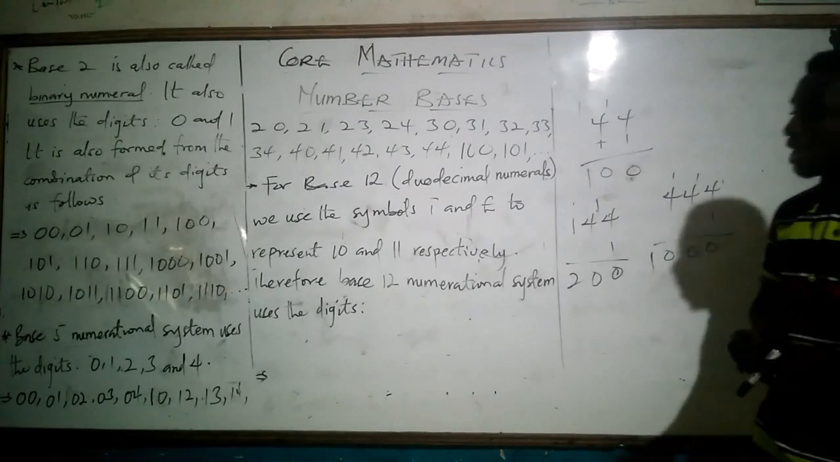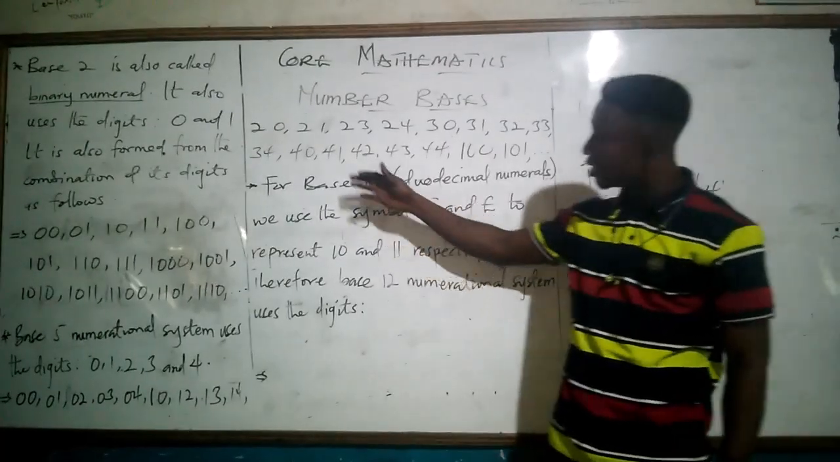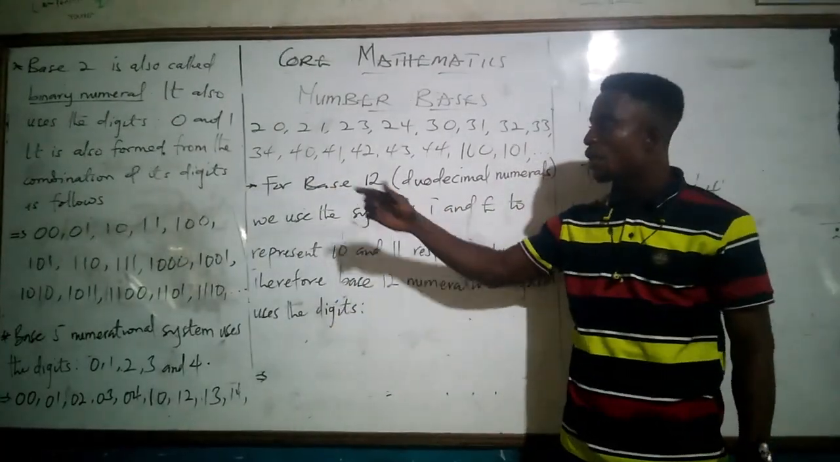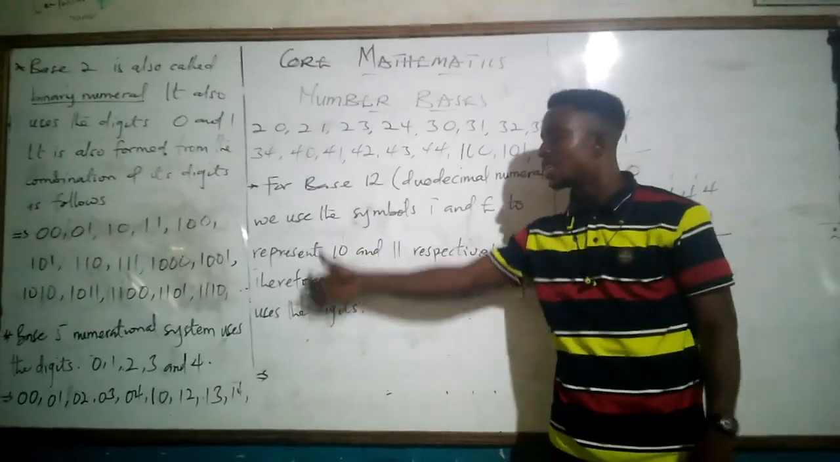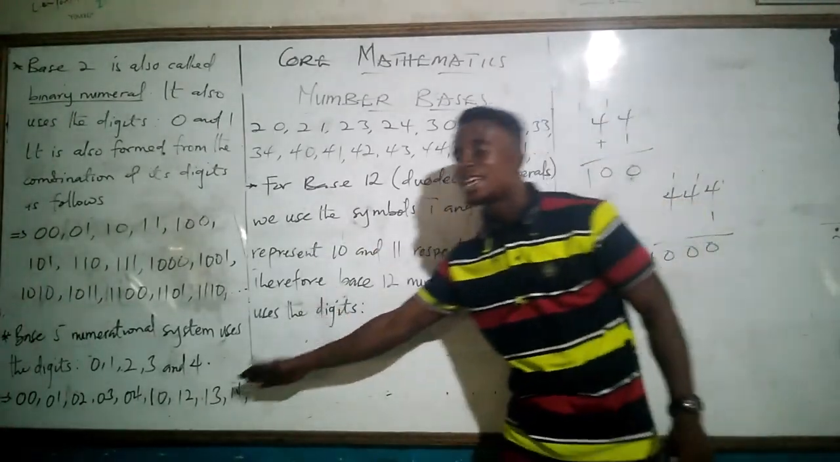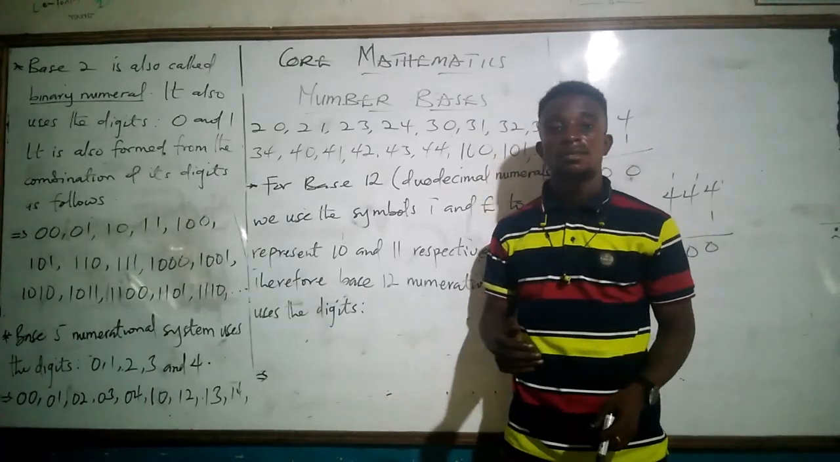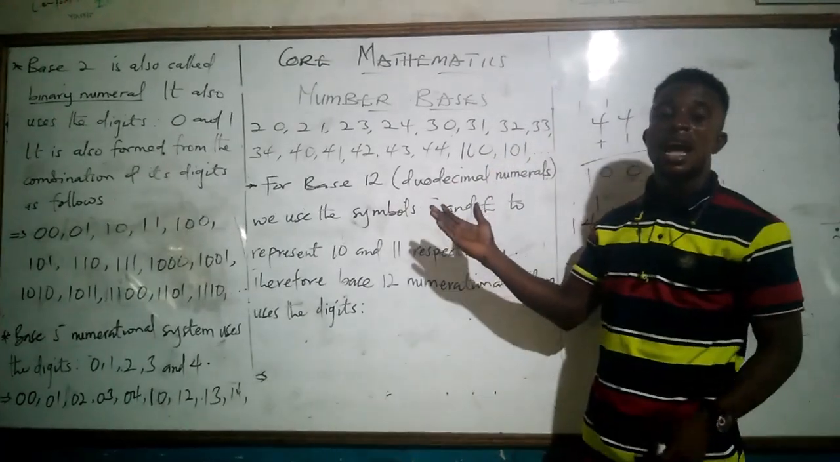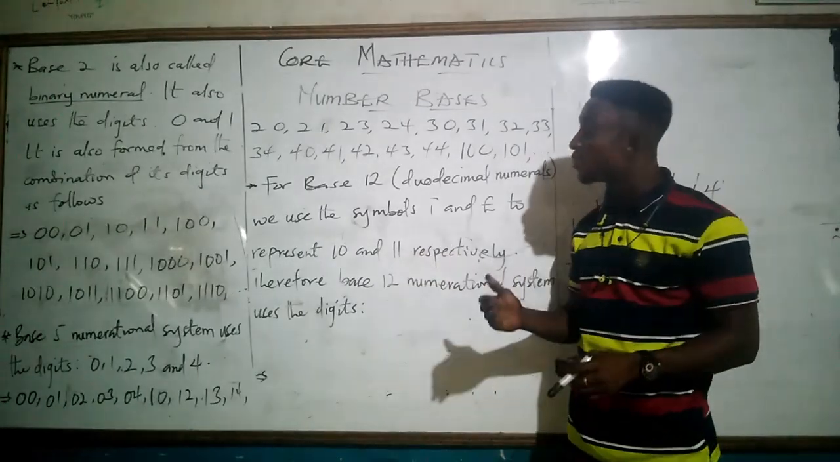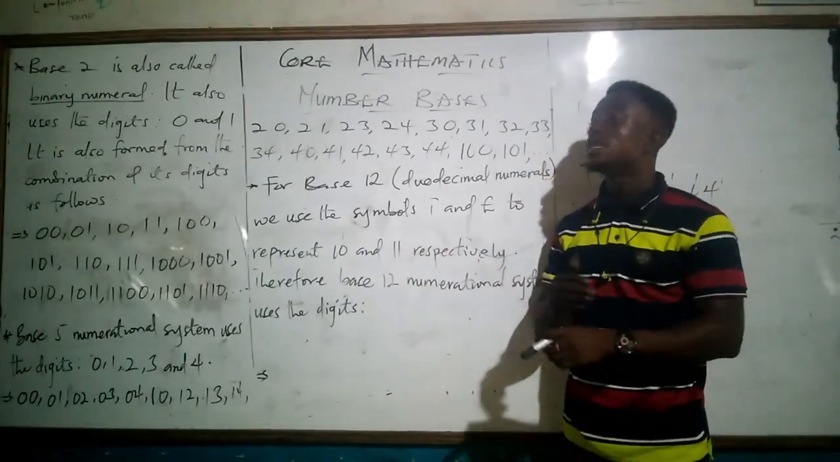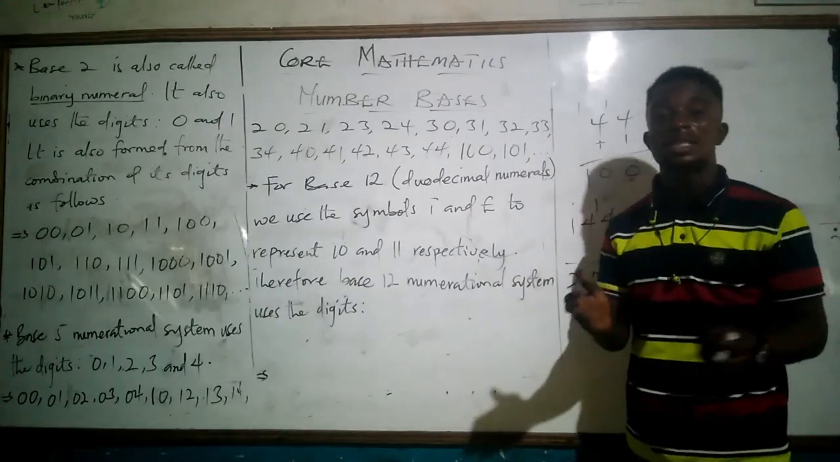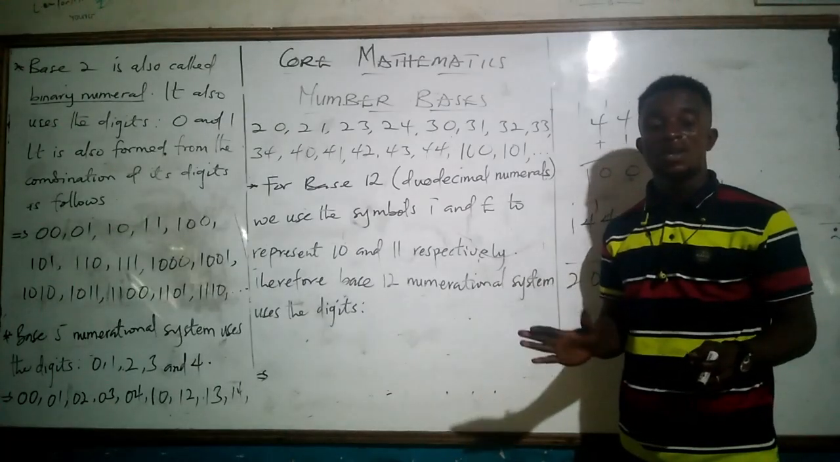So in base 5, as you can see, we do not have 5 as a digit in the numbers. Please, are we getting that? That is for base 5 too, and it's the same way that we do the other ones. Please, are we getting that?